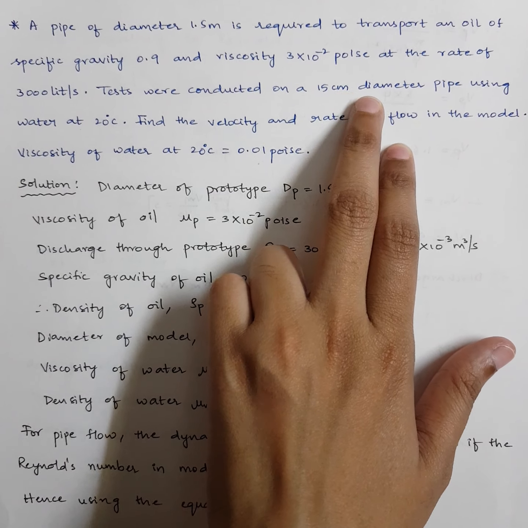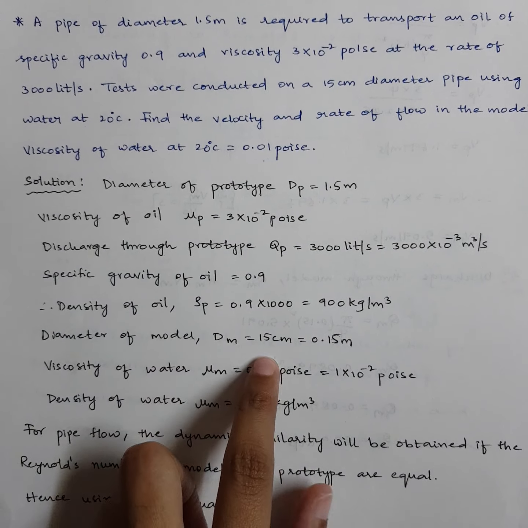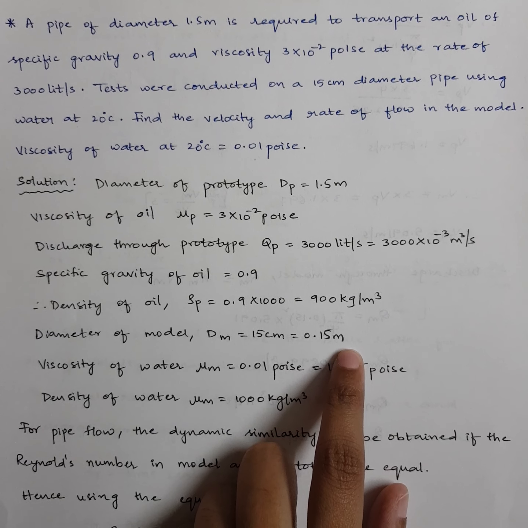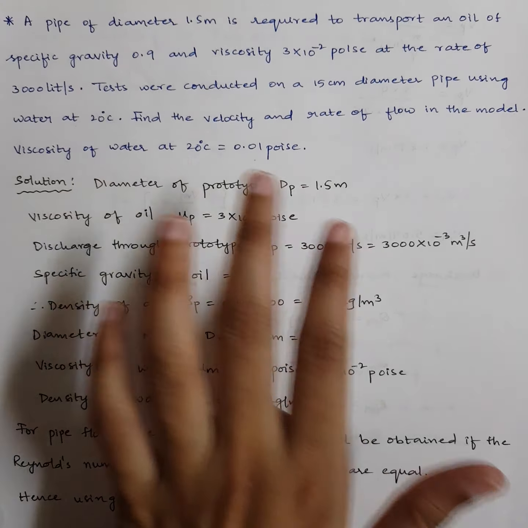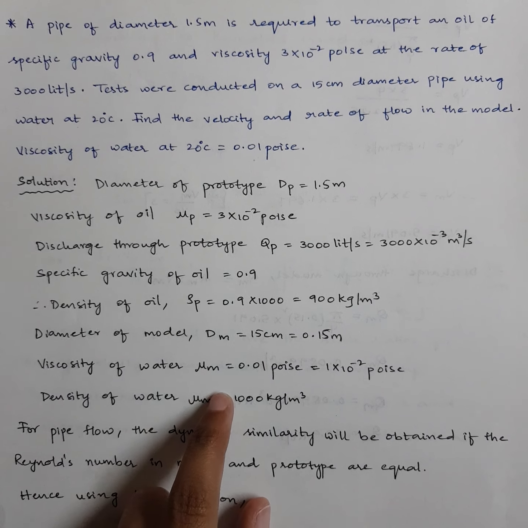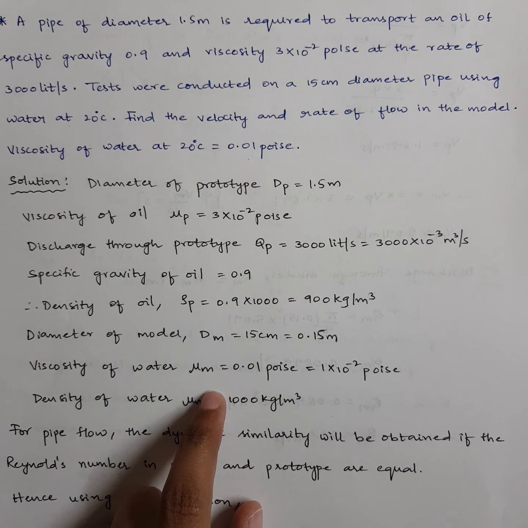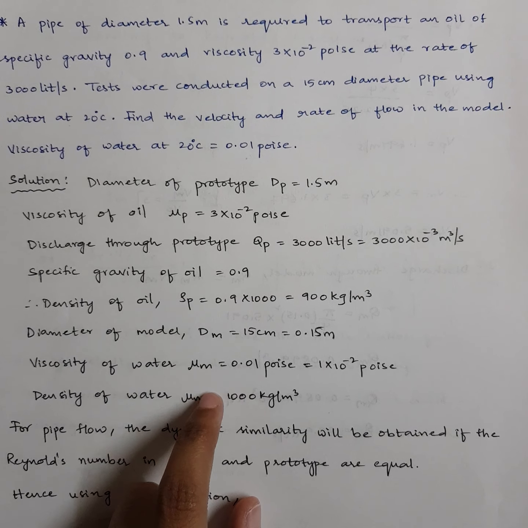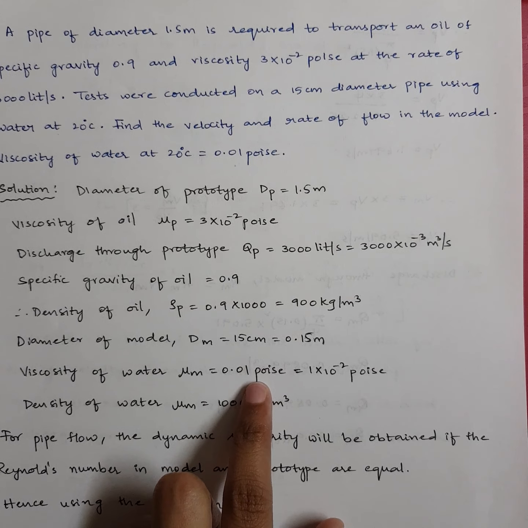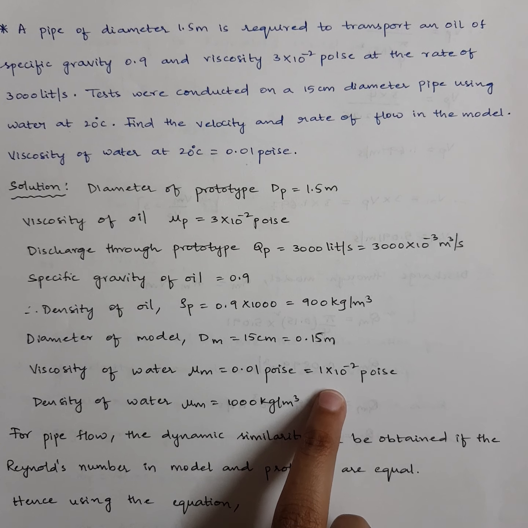The diameter of the model is given, which is dm, 15 centimeter, which is 15 by 100, 0.15 meters. Next, the viscosity is given, that is mu m. Why? Because through this 15 centimeter diameter pipe, water is flowing. So the viscosity of fluid in the model, mu m, is equal to 0.01 poise, which is 1 into 10 power minus 2 poise.